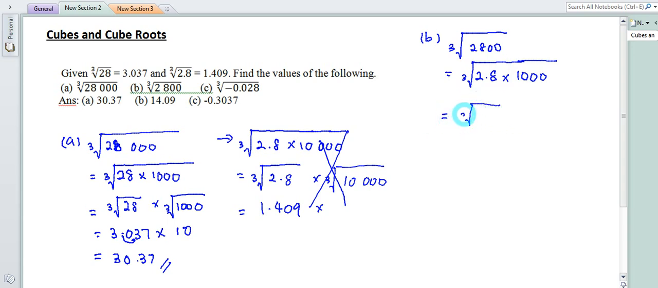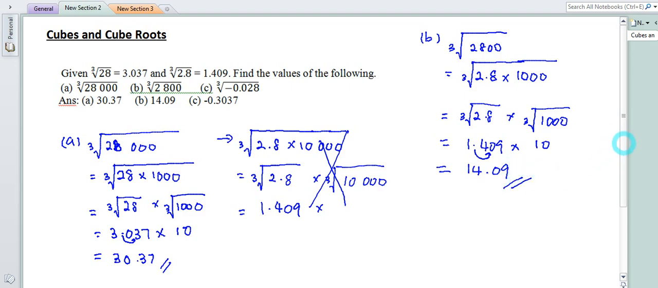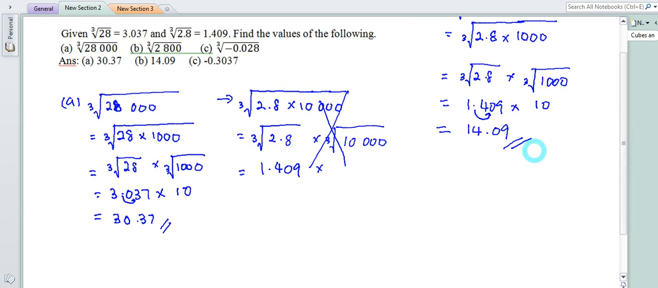And then the next step, separate them into two parts. Okay, so cube root of 2.8, 1.409. Cube root of 1000, which is equal to 10. And this is multiply, you move your decimal one step to your right hand side, 14.09. Okay, this is the answer. Okay, we try one more. This one involves a negative number.